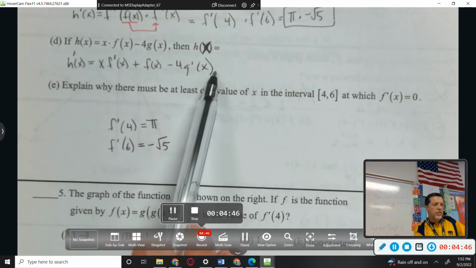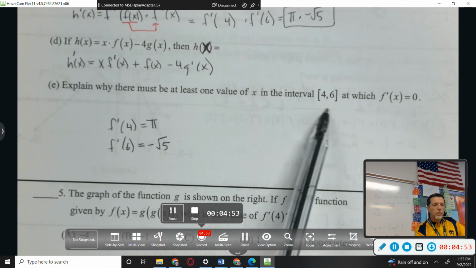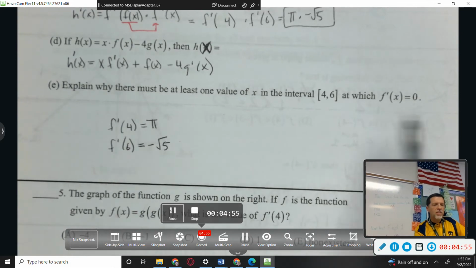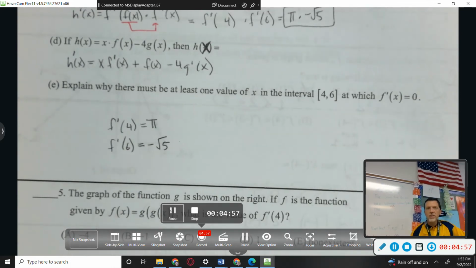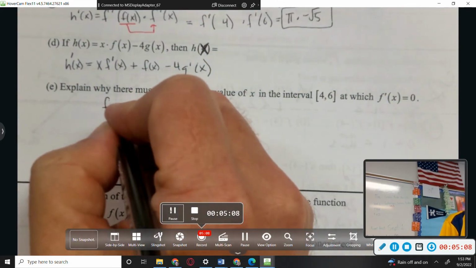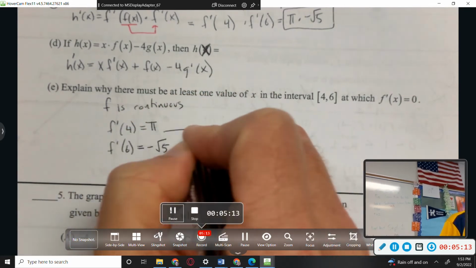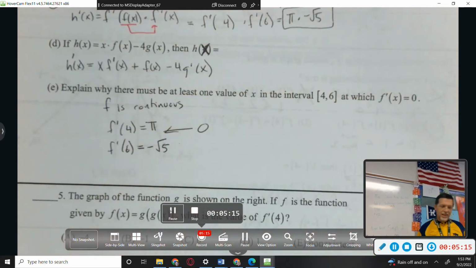So there's the answer to D, but look at E. F prime of 4, f prime of 6, and we want to know if between 4 and 6 the derivative is 0. What do you think? Okay, well, the function is continuous because it's twice differentiable. Yep. And f prime of 4 is pi, and f prime of 6 is negative root 5. And 0 is between the values. So there's at least one value of x in the interval 4 to 6. That's exactly right.